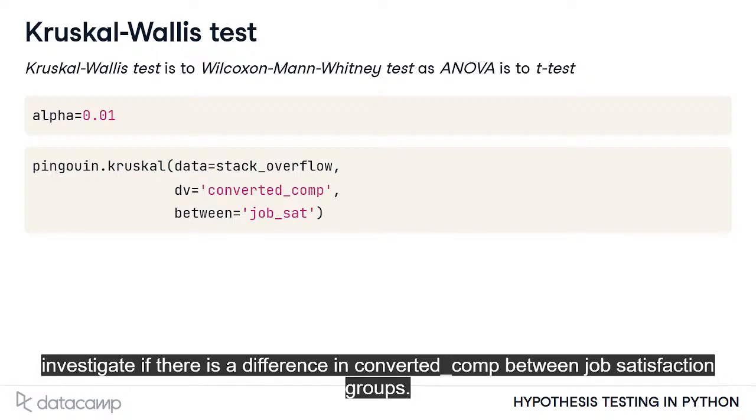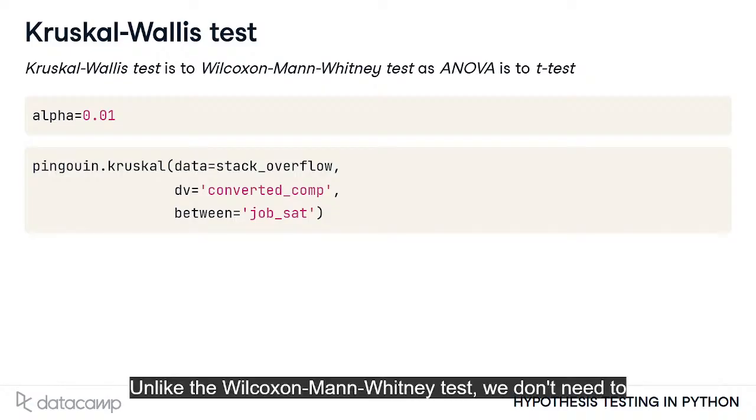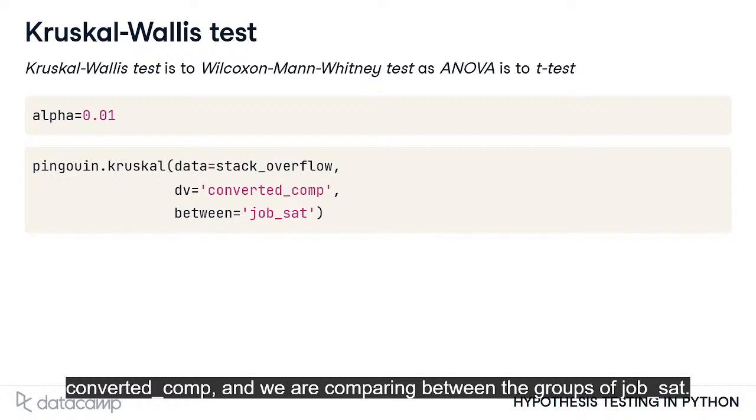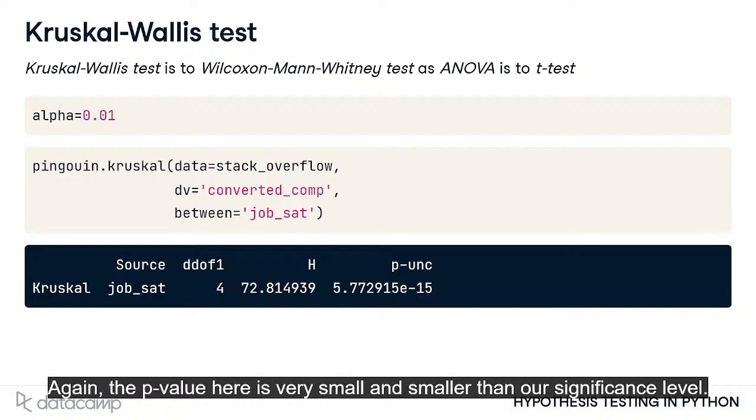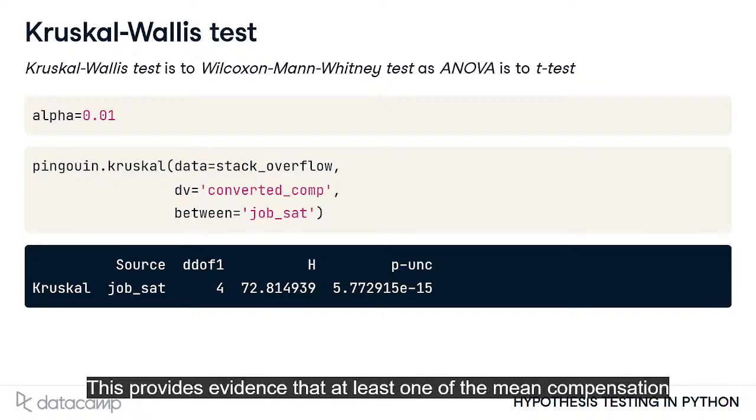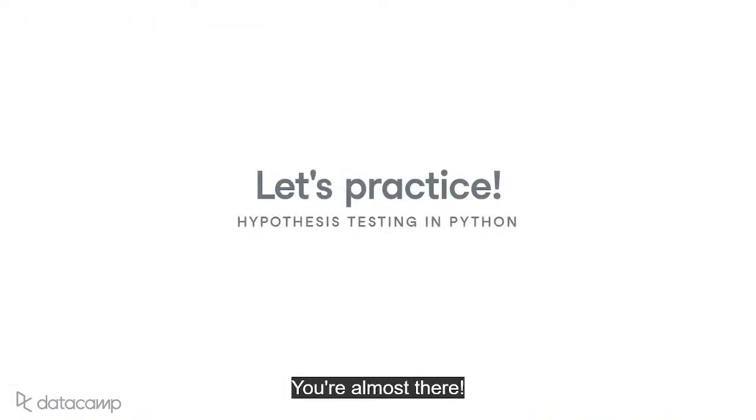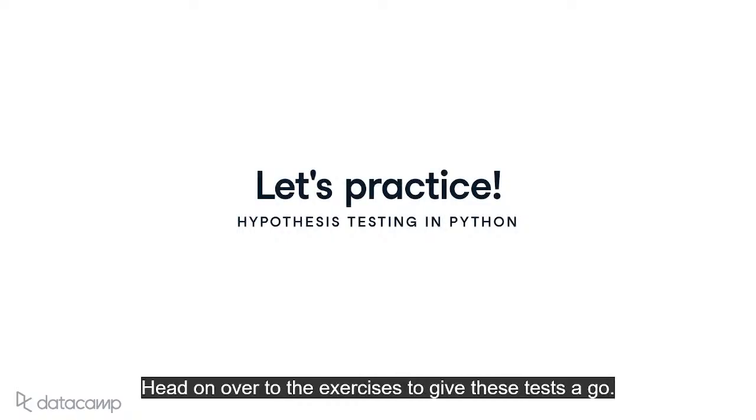between job satisfaction groups. Unlike the Wilcoxon-Mann-Whitney test, we don't need to pivot our data here, since the Kruskal method works on long data. We pass in stack overflow as data, the dependent variable dv as converted comp, and we are comparing between the groups of jobsat. Again, the p-value here is very small, and smaller than our significance level. This provides evidence that at least one of the mean compensation totals is different than the others across these 5 job satisfaction groups. You're almost there. Head on over to the exercises to give these tests a go.